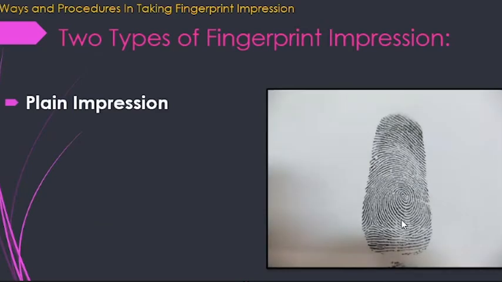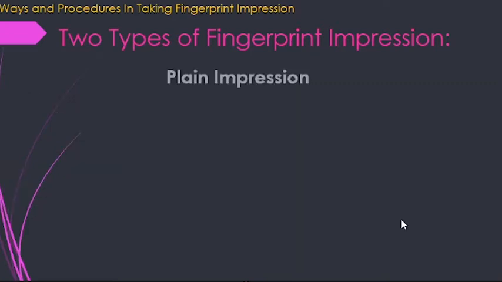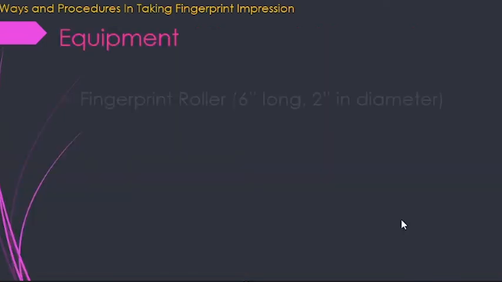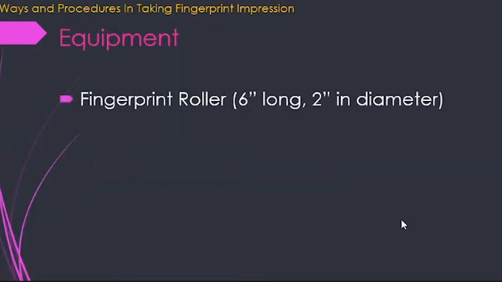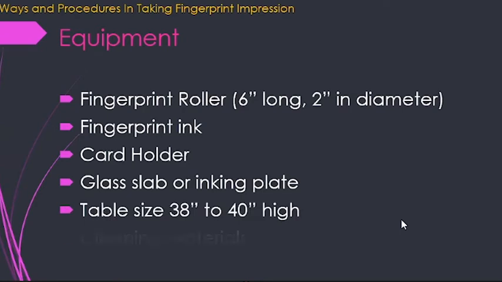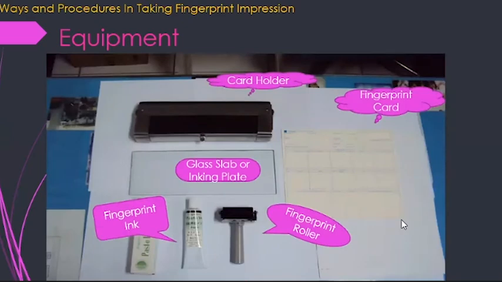Another is the plain impression. Plain impression, ganyan lang itsura. Requires that the fingers be taken or printed simultaneously, then the thumb without rolling. So hindi na siya niro-roll. So meron tayong tinatawag na rolled impression and plain impression. So ito yung mga equipment na ginagamit natin. Fingerprint roller, fingerprint ink, card holder, glass slab or inking plate, table, cleaning materials. Yan yung mga equipment na kailangan natin, particularly in taking fingerprint impression.